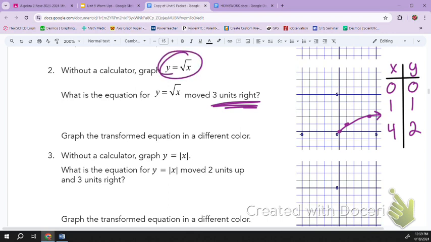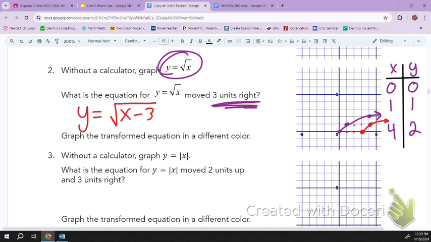Good question. What's the equation going to look like when I move it to the right? Y equals... when I move it to the right, x minus 3, and it's under the root. It's inside the parent function. And I can just shift these over: 1, 2, 3. And that's that same parent graph, but now it shifts to the right.